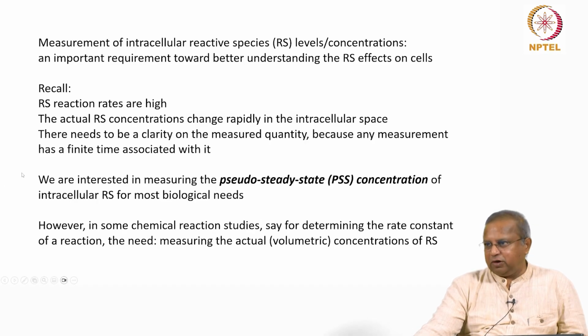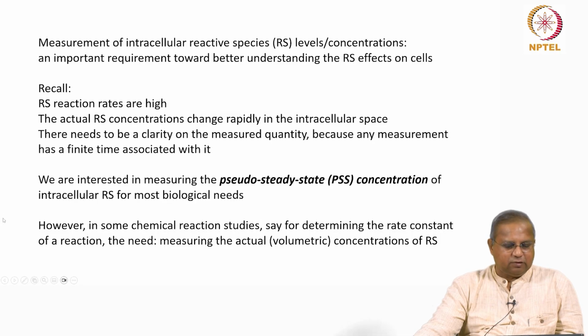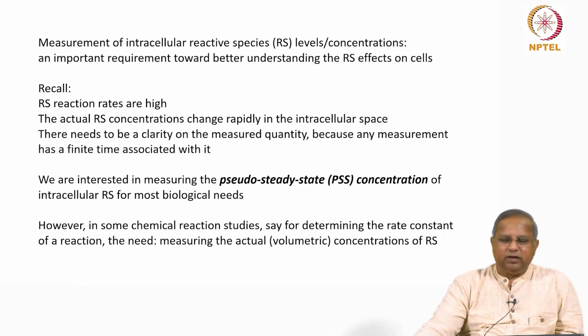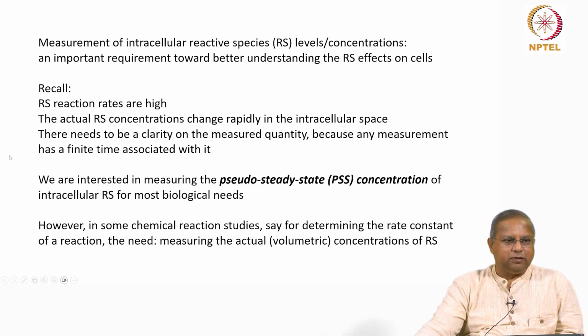However, as we saw in the last few classes, in some chemical reaction studies, say for determining the rate constant of the reaction, the need is measuring the actual volumetric concentrations of the reactive species, mostly inside the cells, right? So that could also be the case. We are not dealing with it. You need specialized things of a different, kinetic kind to measure. We saw them, right? We saw pulse radiolysis and stop flow as two important methods for measurement.